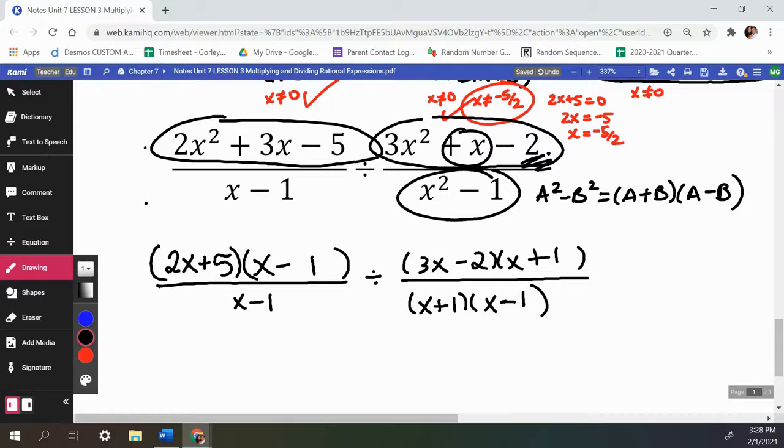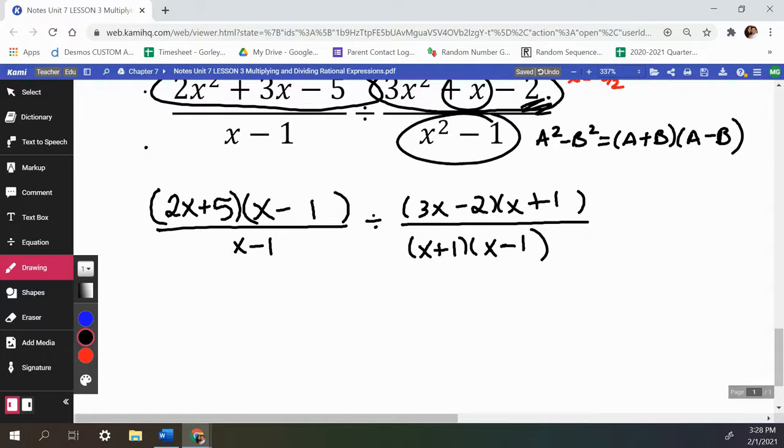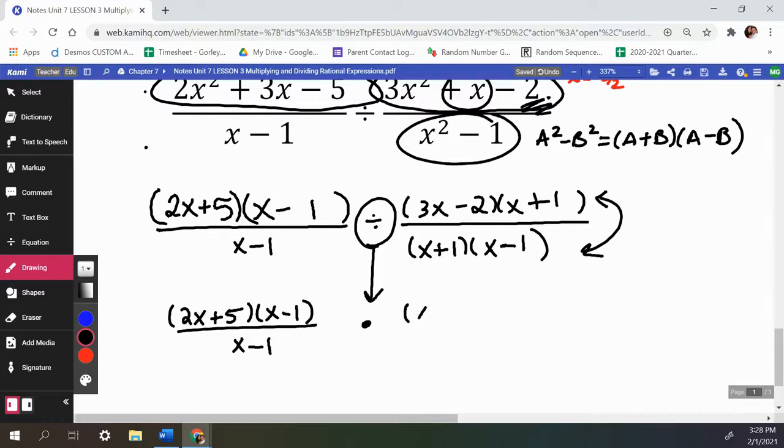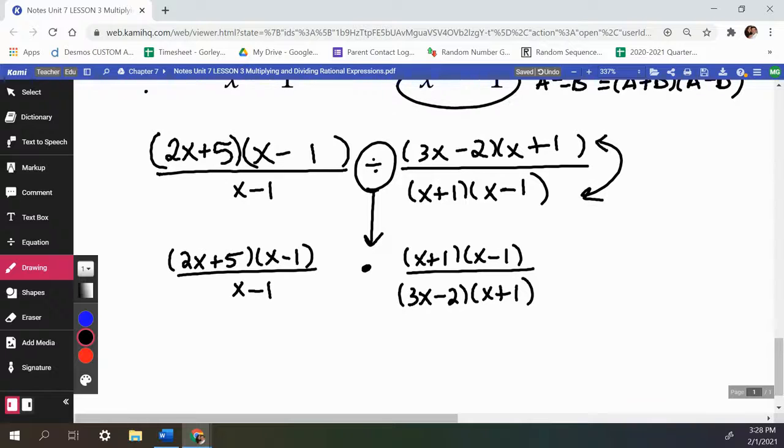We can copy, change, flip, multiply by the reciprocal. Okay, I'm going to copy the first expression exactly how it is. I'm going to change the division to multiplication, and I'm going to flip the second fraction. X plus 1, x minus 1 over 3x minus 2, x plus 1. Okay, now that it's multiplication, I can start canceling 1 from the top with 1 from the bottom, right? We're dividing out common factors. That gives us 1.